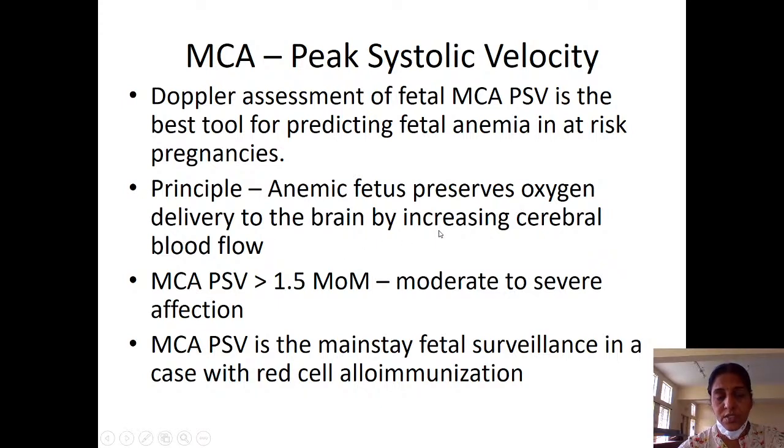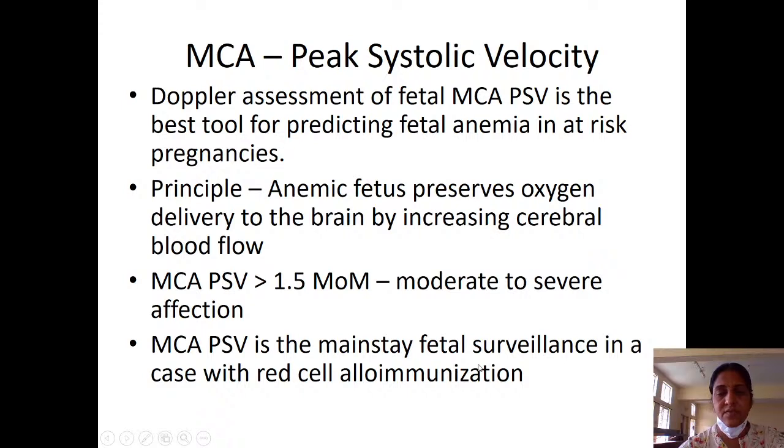So even if the blood flow is reduced in other organs, the brain will have the maximum amount of blood flow, called the brain sparing effect. The peak systolic velocity of the middle cerebral artery, we have to measure this velocity by doing the Doppler. When this PSV is more than 1.5 multiples of the median, that suggests there is moderate to severe anemia. The baby is already affected here. 1.5 multiples of the median.